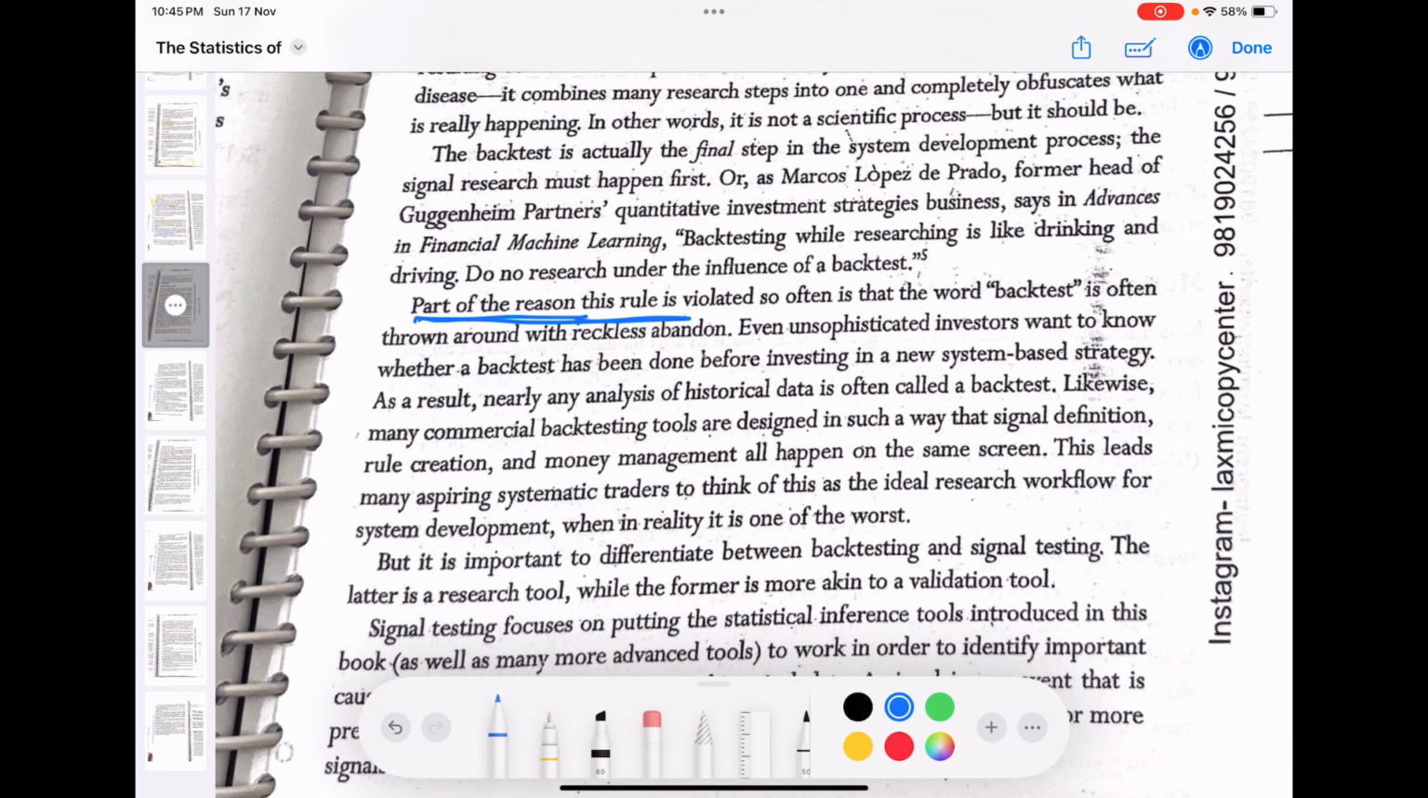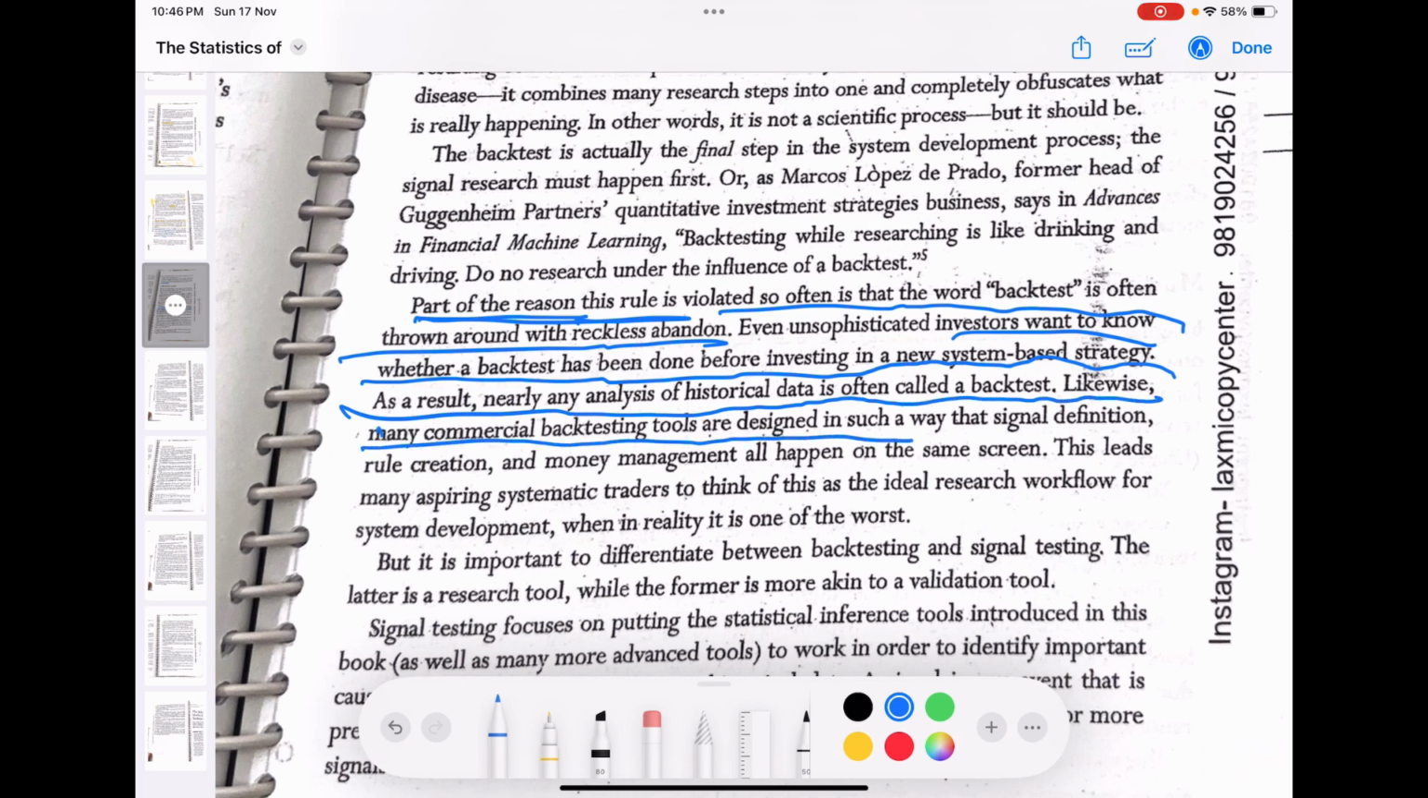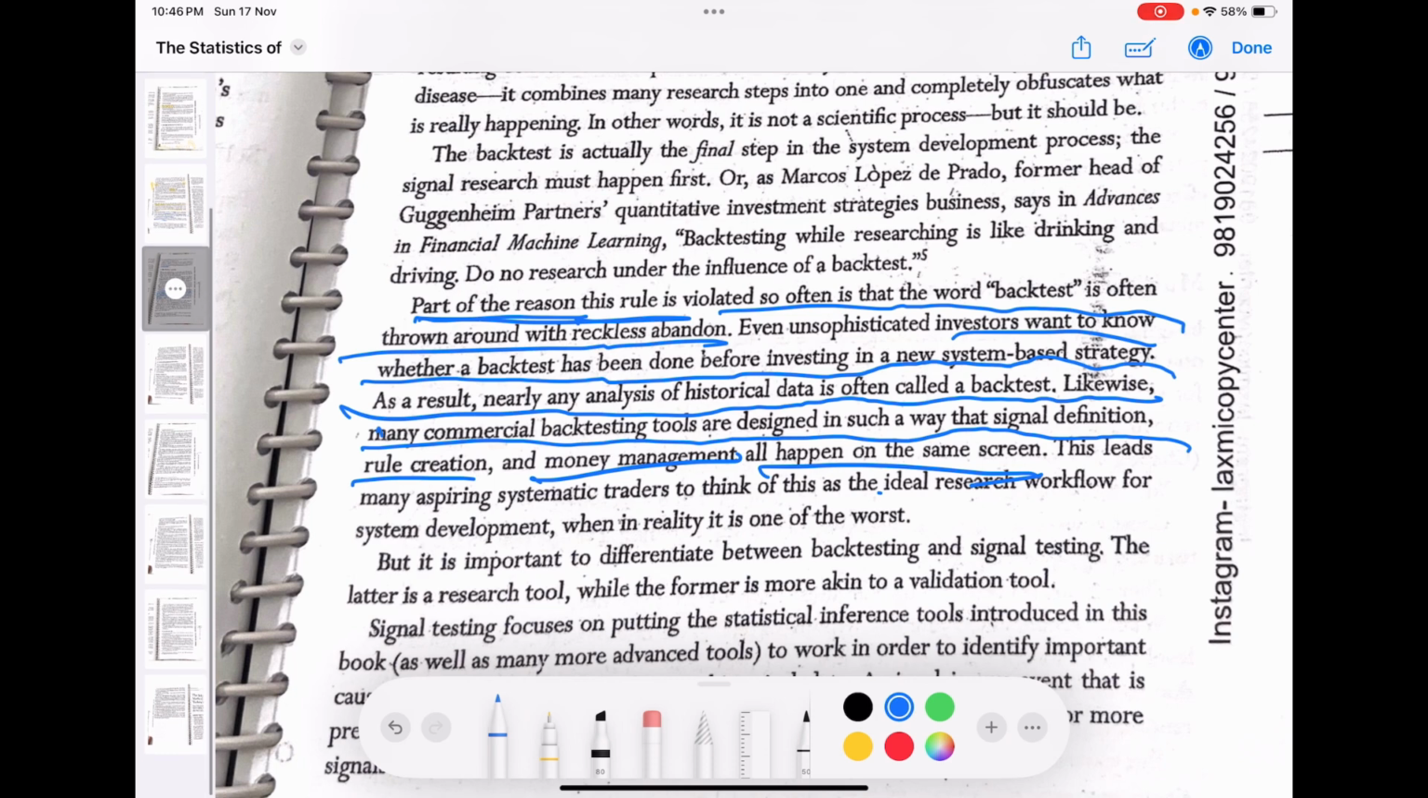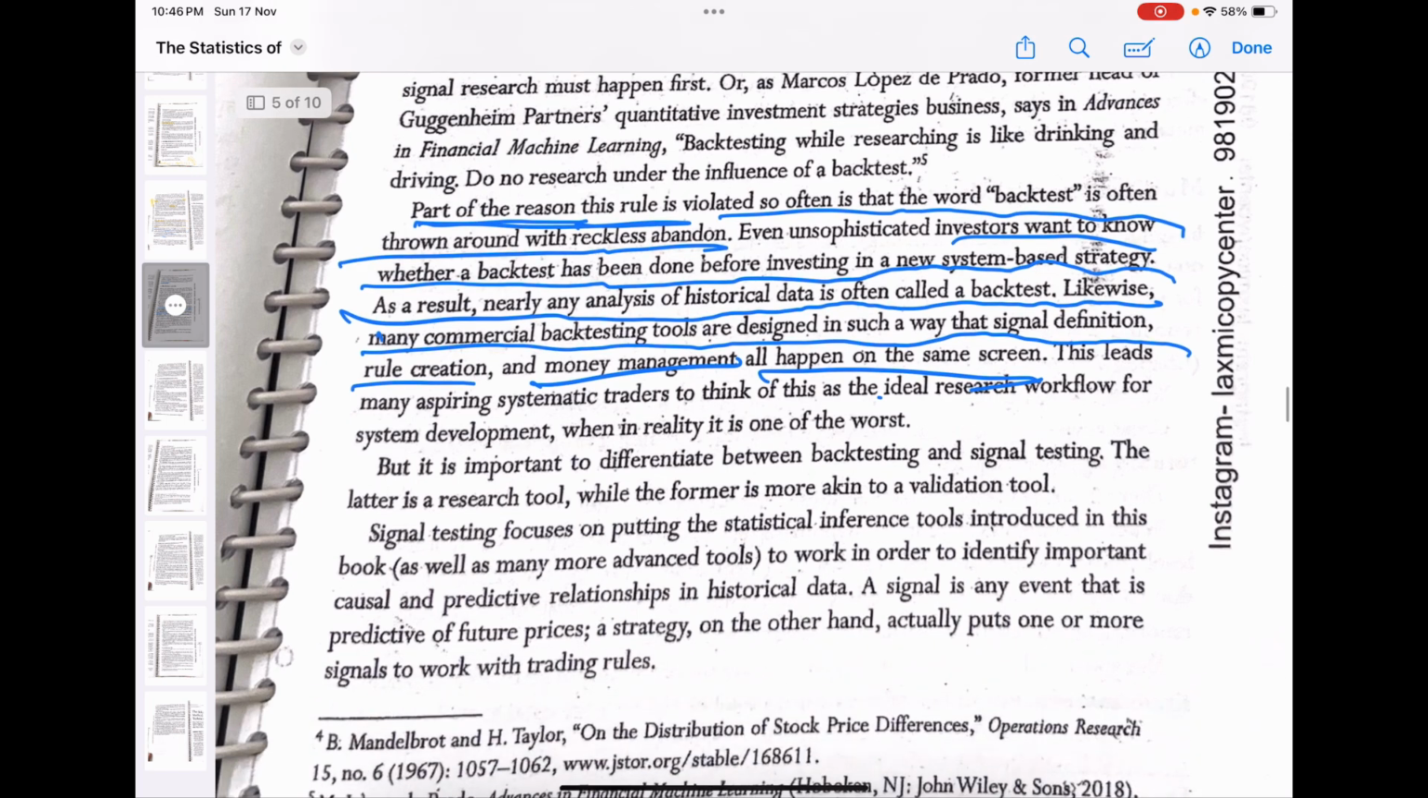Part of the reason this rule is violated so often is that the word backtest is so often thrown around with reckless abandon. Even unsophisticated investors want to know whether a backtest has been done before investing in a new system based strategy. As a result, nearly any analysis of historical data is often called a backtest. Likewise, many commercial backtesting tools are designed in such a way that signal definition, rule creation, management, all of it happens on the same screen, right? Like any of these backtesting software we use, you can see that all of them are basically done on the same screen. So you think that is the best way to do a backtesting, right? Like just loading all of the information into the screen and seeing what percentage you've made.